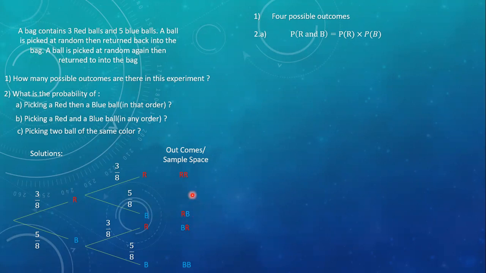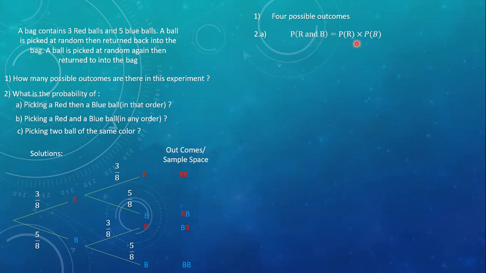So that's why we are picking this branch only. That means that since these 2 events, getting red on the first pick and getting blue on the second pick, are independent, they do not depend on each other, we use the product rule for independence. That means to get the probability, we determine the probability of getting red and blue on the second experiment.